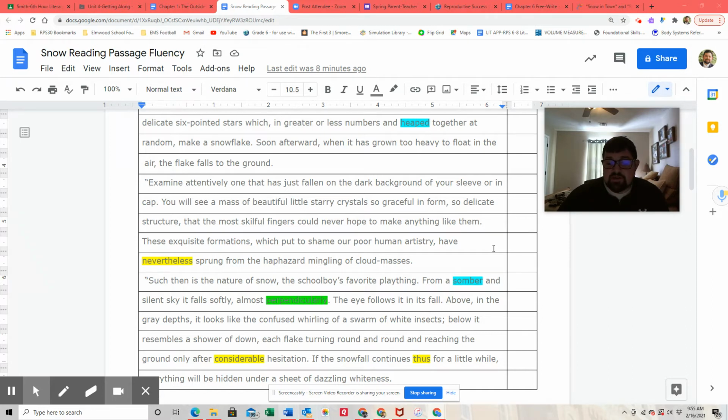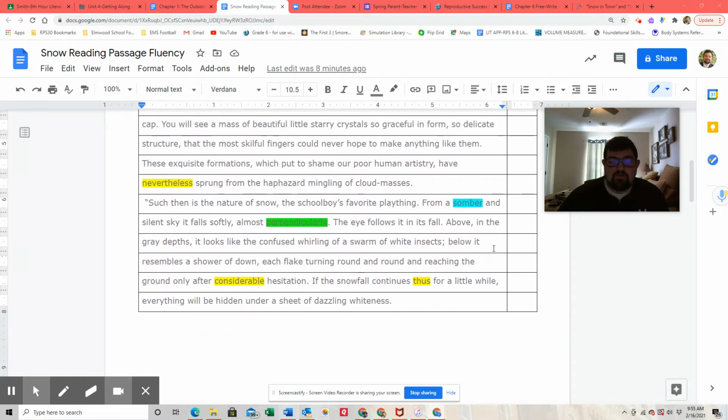If the snowfall continues thus for a little while, everything will be hidden under a sheet of dazzling whiteness.